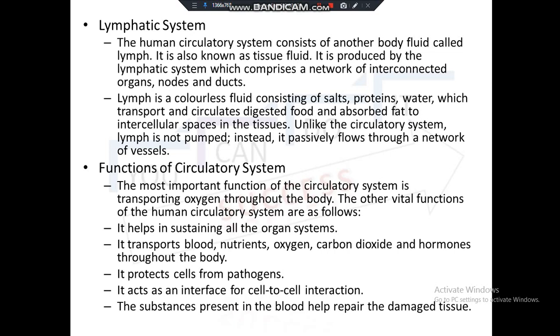Now some important functions of the circulatory system are, first of all, it helps in transport of oxygen throughout the body, helps in sustaining all the organ systems, and transports nutrients, oxygen, carbon dioxide, blood, and hormones throughout the body. It protects the cells from pathogens, and it acts as an interface for cell-to-cell interaction. The substances present in the blood also help in repair of the damaged tissue. Okay, so this was about the circulatory system.